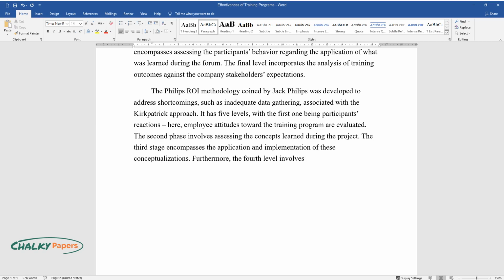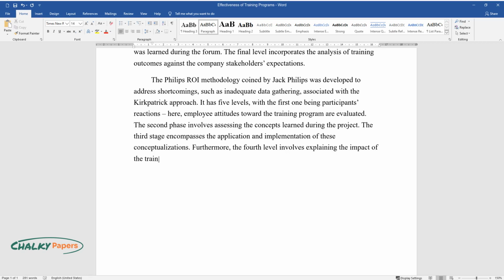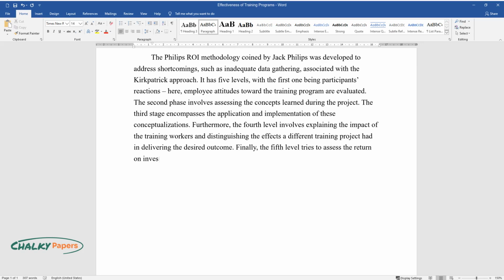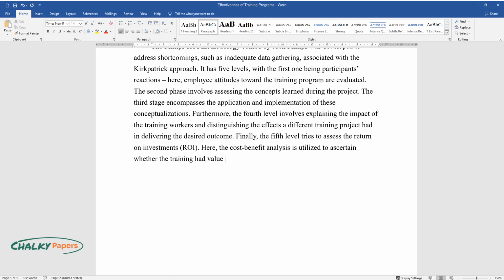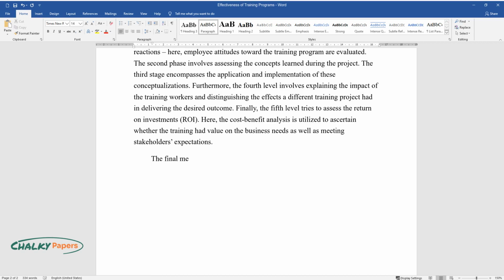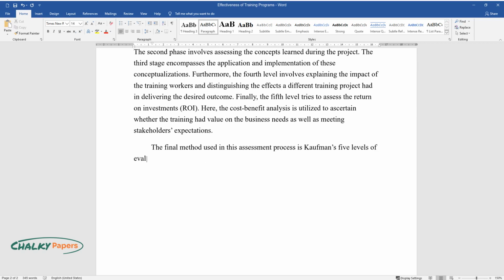Furthermore, the fourth level involves explaining the impact of the training on workers and distinguishing the effects a different training project had in delivering the desired outcome. Finally, the fifth level tries to assess the return on investments, ROI. Here, the cost-benefit analysis is utilized to ascertain whether the training had value on the business needs as well as meeting stakeholders' expectations. The final method used in this assessment process is Kaufman's 5 levels of evaluation.